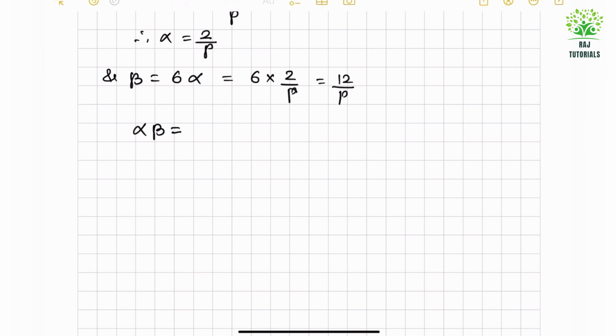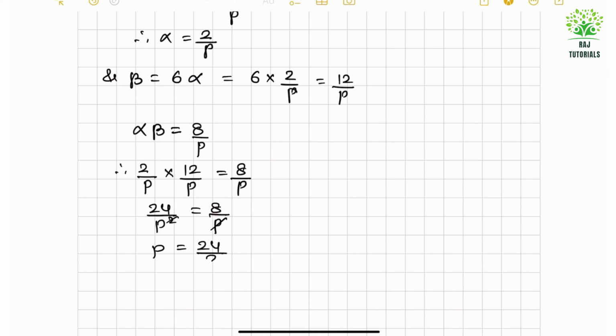Now alpha beta equal to 8 upon p. So therefore 2 upon p into 12 by p equal to 8 by p. So 24 upon p square equal to 8 by p. If I cancel one p, I will have p equal to 24 by 8. So p equal to 3.